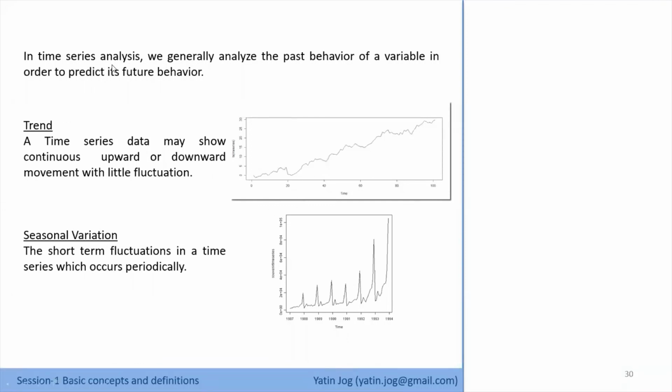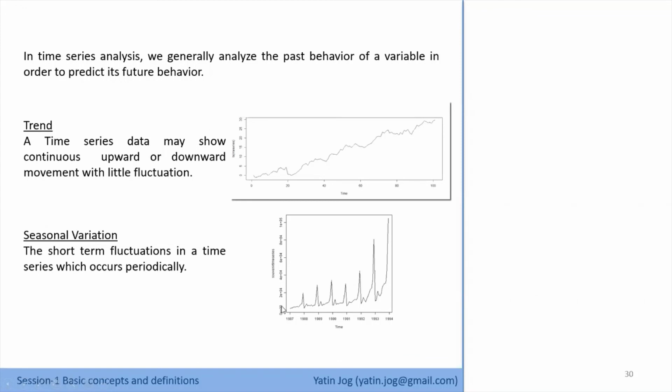In case of time series analysis, you can do 2 different types of analysis. One is trend analysis and the second is seasonal variation. When I say trend analysis, look at this graph. Sometimes the graph is going downwards, sometimes upwards, but the common trend is upward. Time series data may show continuous upward or downward movement with little fluctuation. Yes, fluctuation is there, but the overall trend is upward. That is trend analysis.